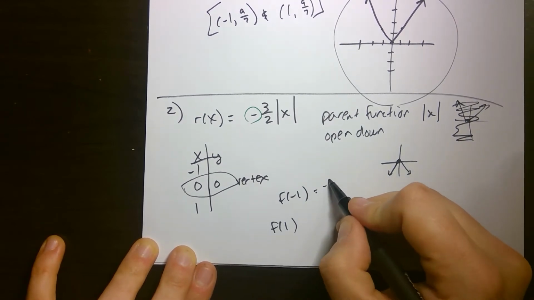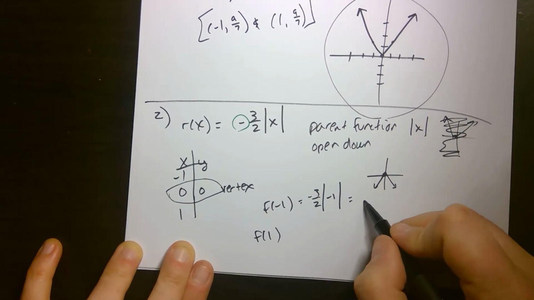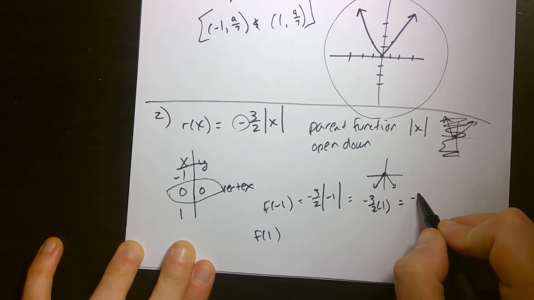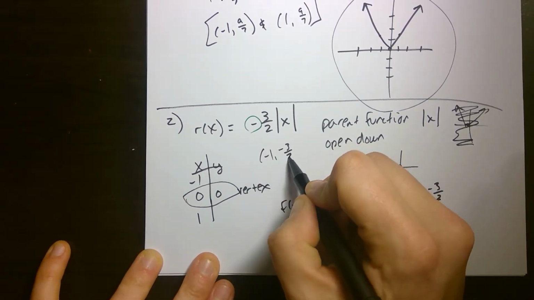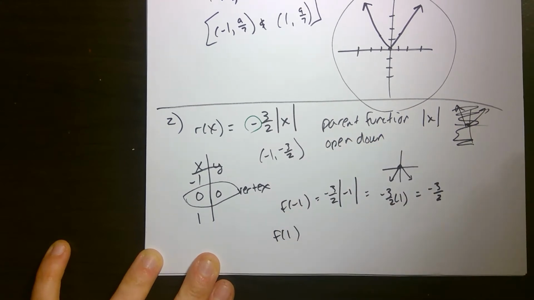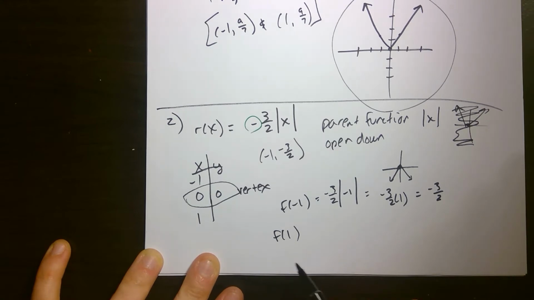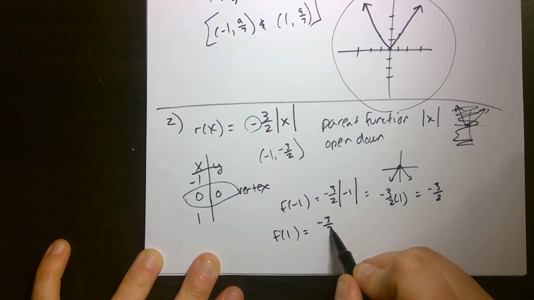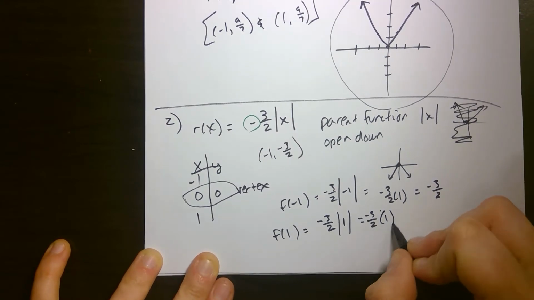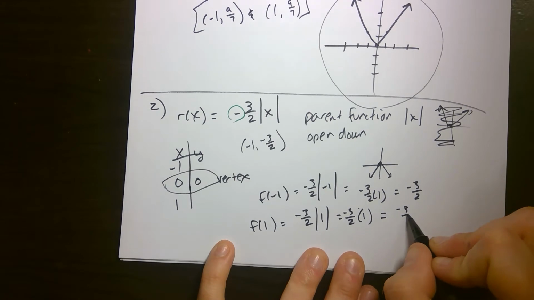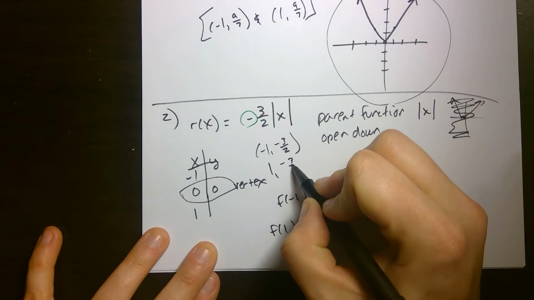And so when I do this, I'm going to have -3/2 times the absolute value of -1, which is going to give me -3/2 times 1, which is -3/2. And so I'm going to have the point -1, -3/2. Okay, now I want to find the absolute value, or f of 1, so to speak. And so what's going to happen is the same exact thing. I'm going to have -3/2 times the absolute value of +1, which I know is just 1. And so I know that -3/2 times 1 is still just -3/2. And so the other point that I'm going to get is 1, -3/2.